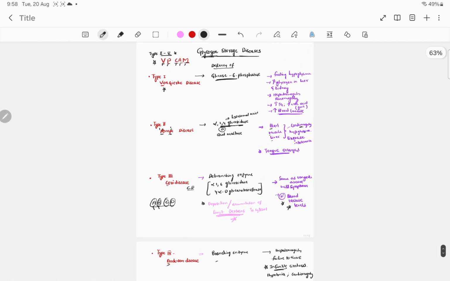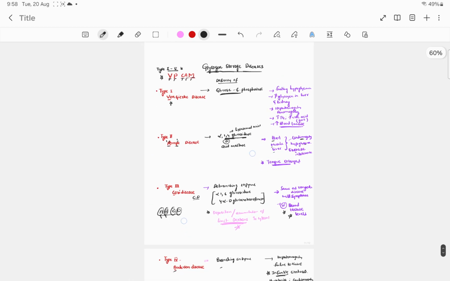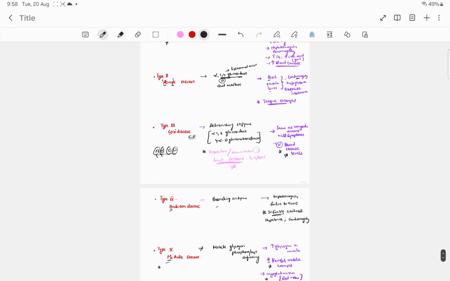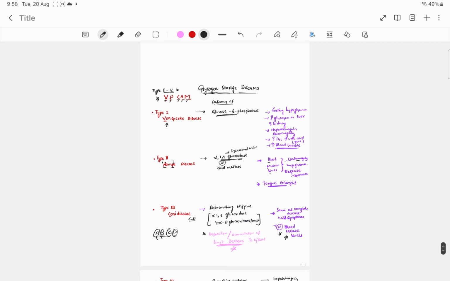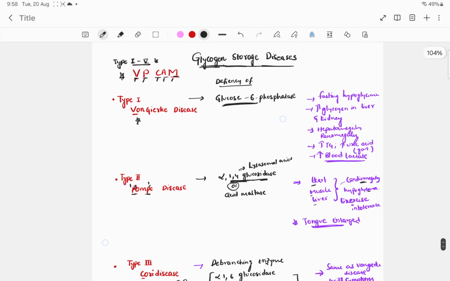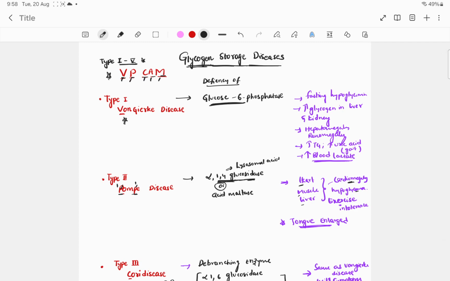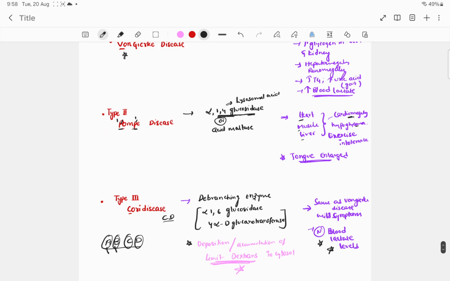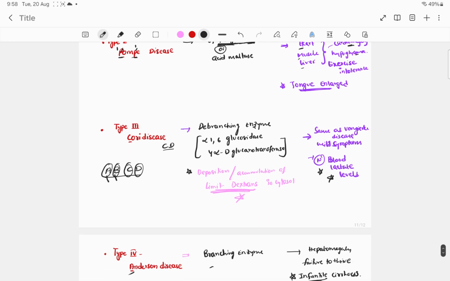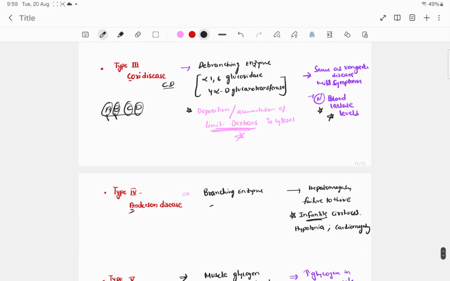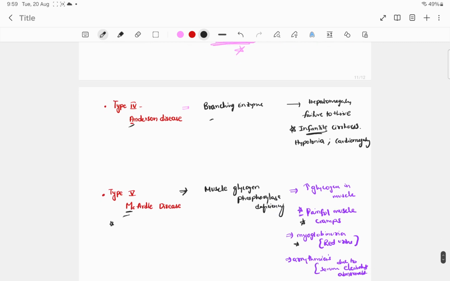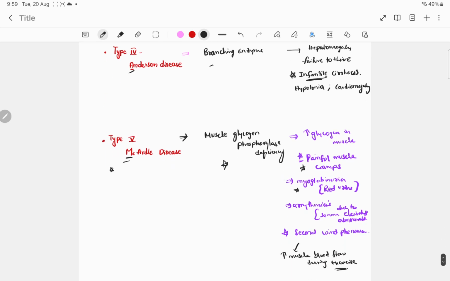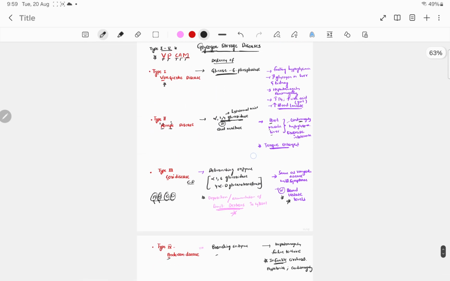So in short, these are the glycogen storage diseases, type 1 to type 5: Von Gierke, Pompe, Cori, Anderson, McArdle, VP CAM. What are the enzymes deficient? In type 1 Von Gierke, glucose 6-phosphatase. Type 2 Pompe, alpha 1,4-glucosidase or acid maltase. Type 3 Cori, the debranching enzymes alpha 1,6-glucosidase and 4 alpha D glucanotransferase. Type 4 Anderson's disease, branching enzyme; infantile cirrhosis is important. McArdle, muscle glycogen phosphorylase deficiency. These lead to the glycogen storage diseases.